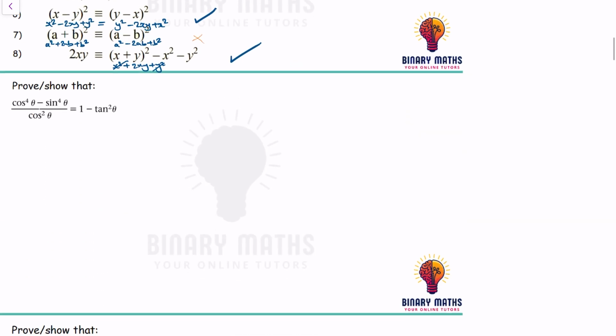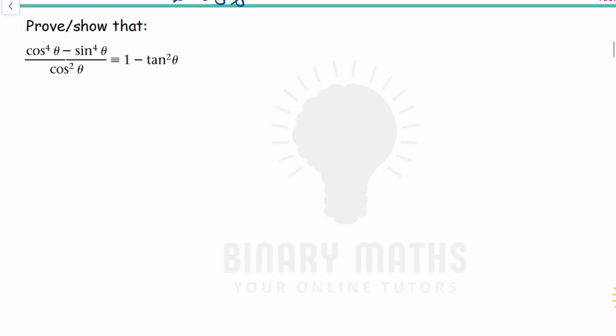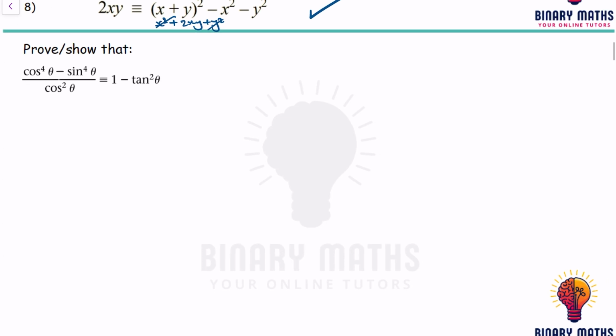Let's go through examples now. So prove or show that cos to the power 4 theta minus sine to the power 4 theta, all over cos squared theta, is identically equal to 1 minus tan squared theta. What I do is I choose the side that looks more complicated. To me, the left-hand side looks more complicated, so that's the side I'll start with.